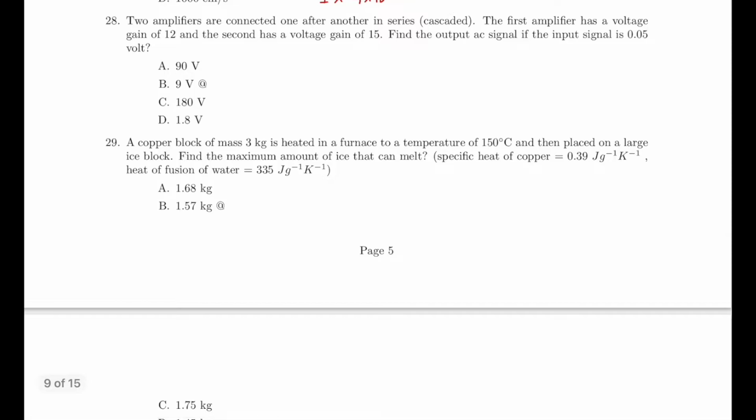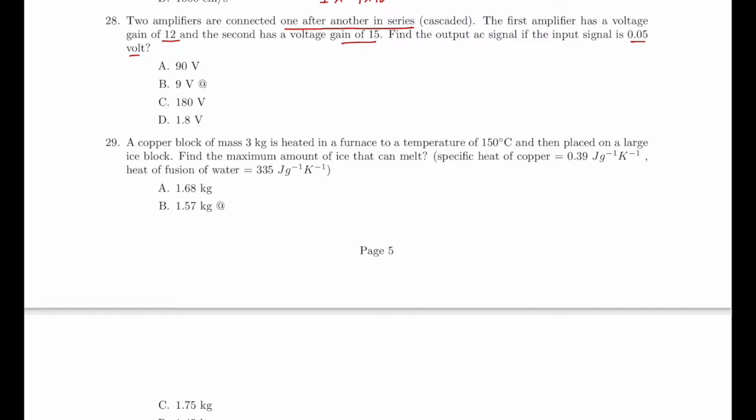20th problem says two amplifiers are connected one after another in series. The first amplifier has a voltage gain of 12, the second has a voltage gain of 15. Find the output of the AC signal if the input signal is 0.05 volt.